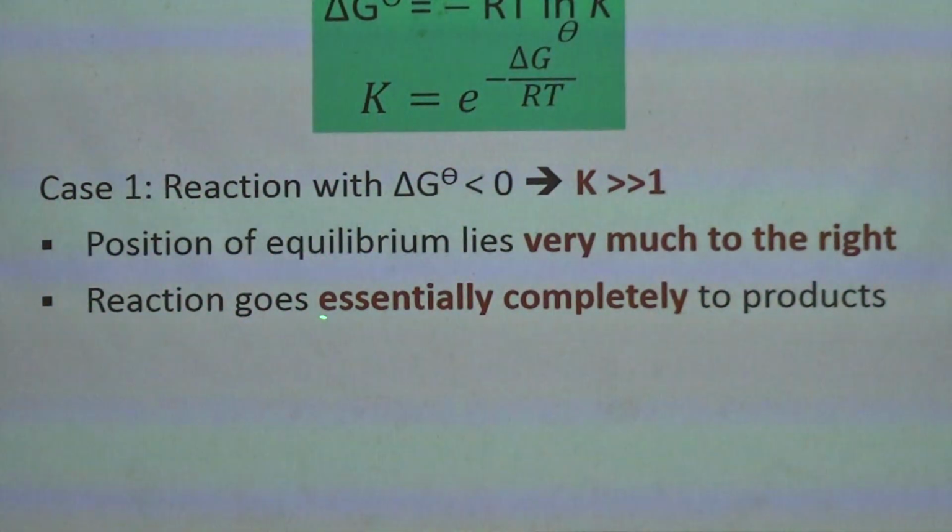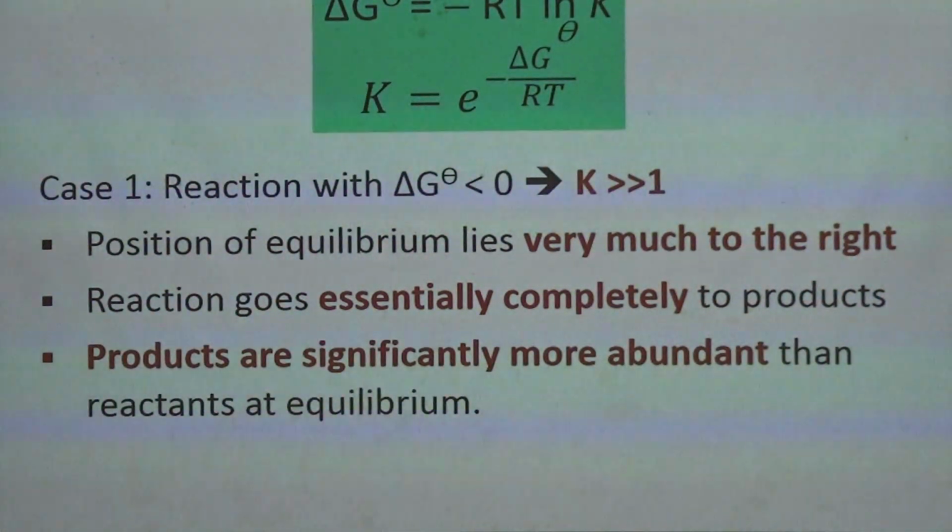The reaction goes essentially completely to product. Okay? And the products are more significantly abundant as compared to the reactants, right? So at equilibrium, you're going to have more product than reactant. That's why your K value will be larger than 1. So that all makes sense, if you use this equation.